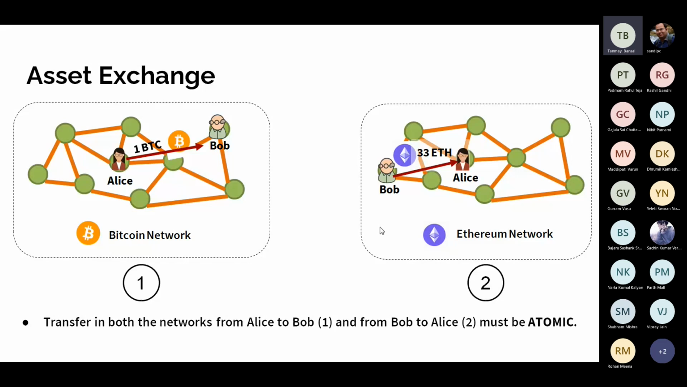and Bob will transfer 33 ethers to Alice. So it should not be a case that Bob gets this one Bitcoin in the Bitcoin network and then can get away by not paying 33 ethers to Alice in the Ethereum network. Assuming that we are originating it from Bitcoin, or it could be the other way. So Bob could transfer 33 ethers to Alice and then expect to get back one Bitcoin from Alice in the Bitcoin network. So both of them should be done in an atomic manner.